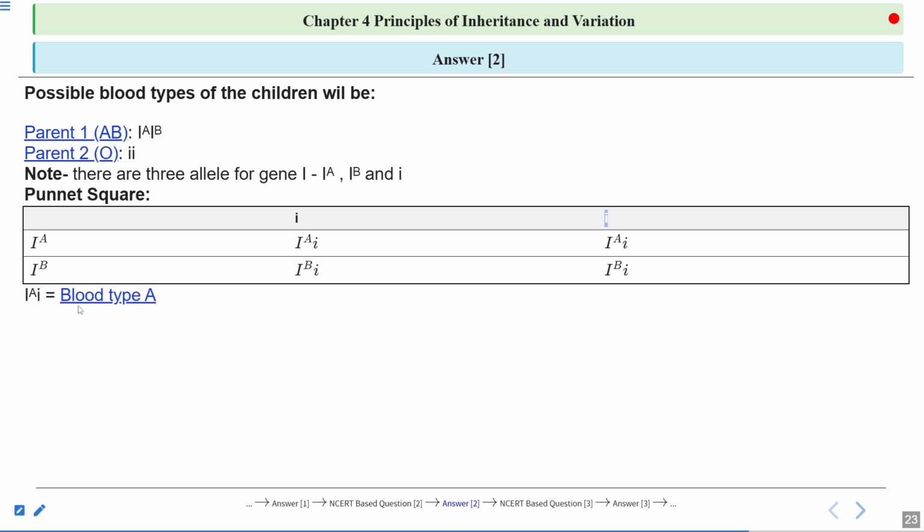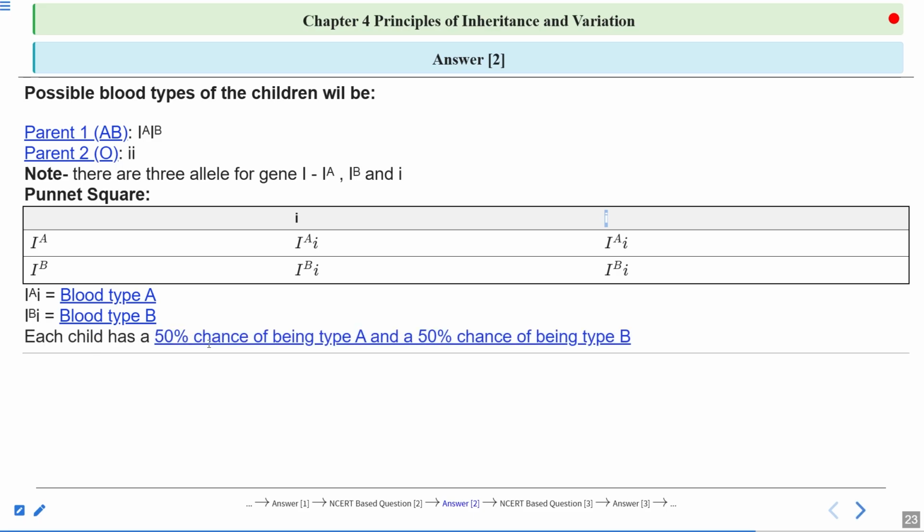So IA and small i will give blood group A. IB and small i will give blood group B. So each child has a 50% chance of being blood type A and a 50% chance of being blood type B. This IA and i will be A blood group, and this will be A blood group. This one will be B blood group and this one will be B blood group. So 50% of the children can have blood group A and 50% of the children will have blood group B.